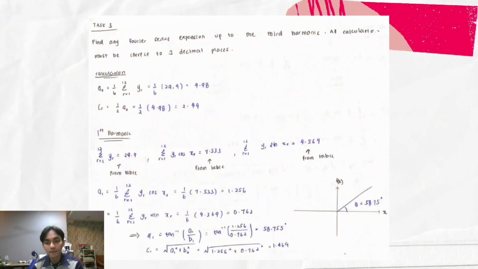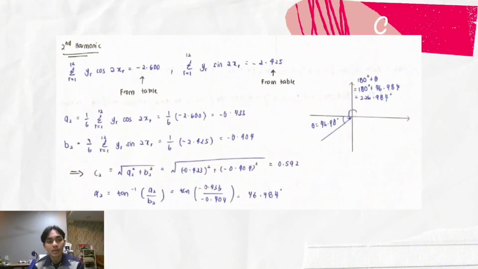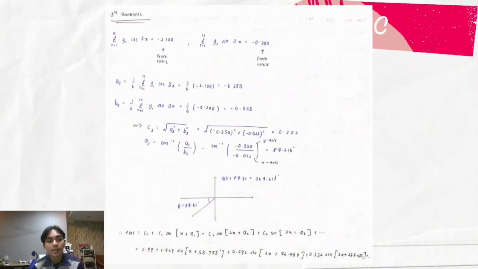So we can plot on the graph, which is in the first quadrant, and the angle is 58.75 degrees. For the second harmonic, the equation will be different. We can get from the table a2 is negative 0.433. So for b2, we get negative 0.404. So for c2, we get 0.592. Plotting will be on the negative side, which is the third quadrant. So we get alpha 2 as 226.984 degrees.